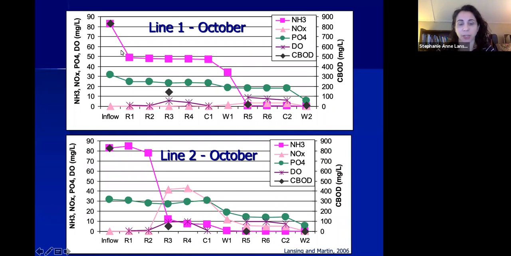Again, this just shows 2 different lines, and you can see they behave differently, which is why you have that repetition. So we had, again, aerobic reactors here, and we can see a huge decrease in the ammonia in line 2 in October from these aerobic reactors. And then by the end, it was just polishing, they were done. While this system didn't see a lot of reduction there. And so we really needed that second half of the system.